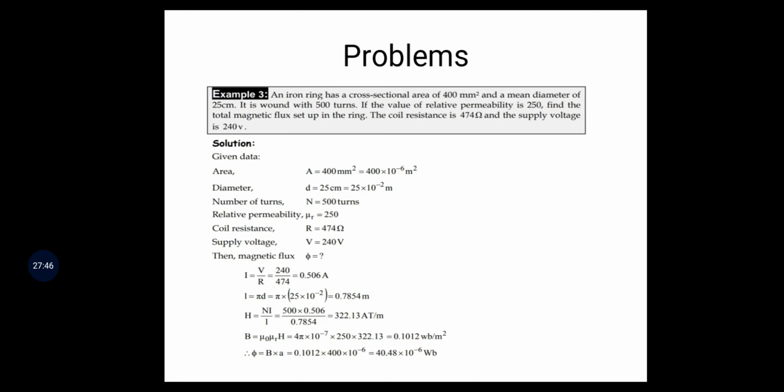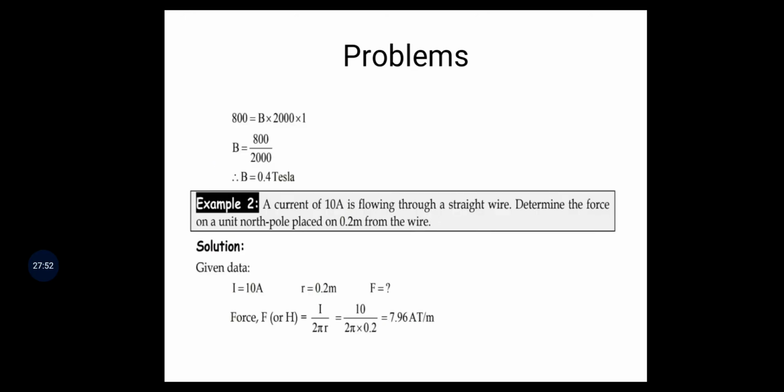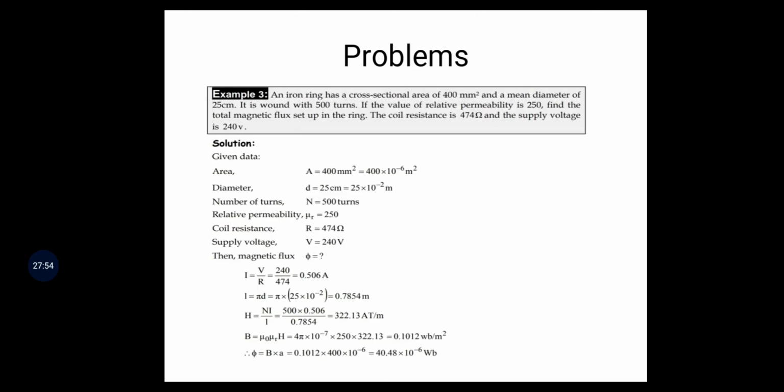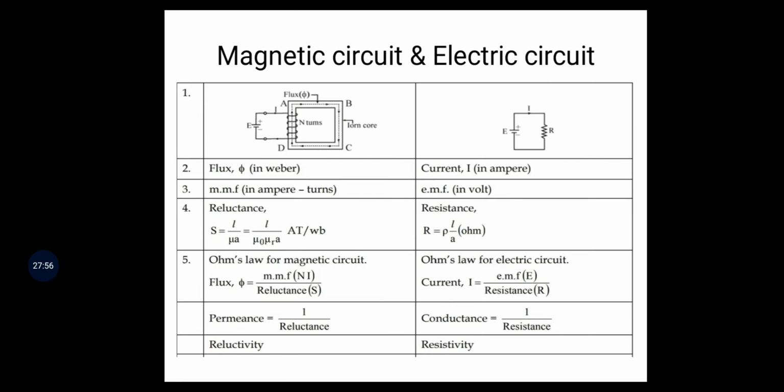Next we are discussing the differences between magnetic circuit and electric circuit. Here the magnetic circuit is given and the electric circuit is given.